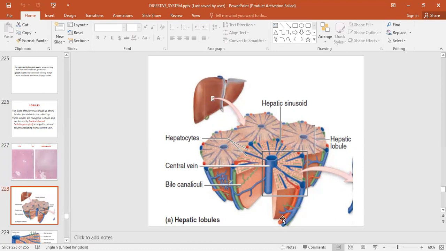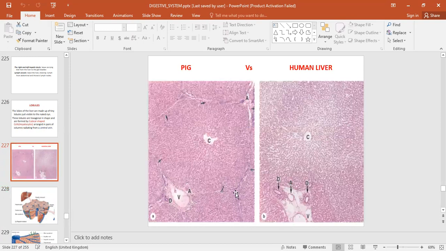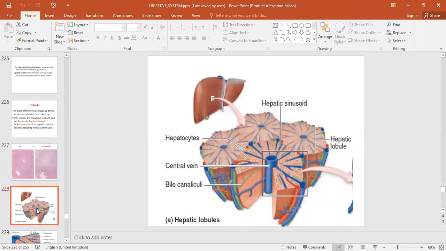So the 2 vessels, artery and vein, are taking blood into the liver lobules. They keep on dividing. Each liver lobule is guarded by portal triads. At each corner here, there will be a portal triad, portal triad, portal triad, as seen here. Central vein surrounded with portal triads: 1, 2, 3, 4, 5. The 6th one was supposed to be here.